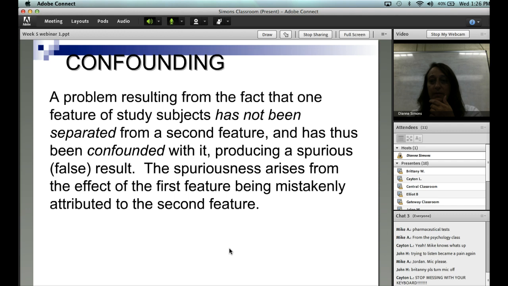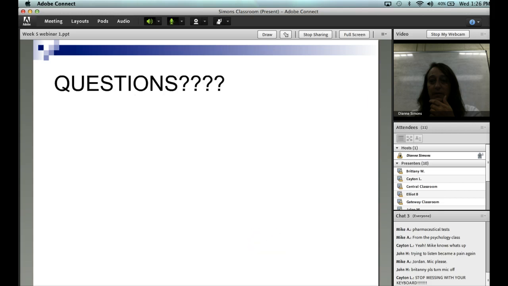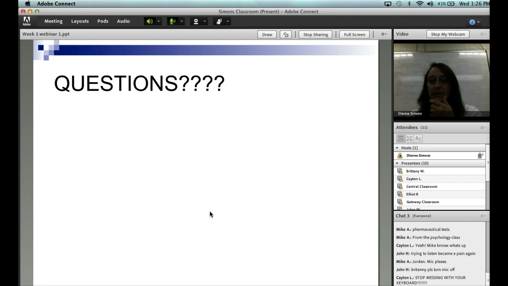All right, the difference between bias and confounding. Bias creates an association that's not true, but confounding describes an association that is true. So confounding is saying that the plant's green. Bias is saying I don't like that plant. There you go. Does that make sense? Yes. Okay.